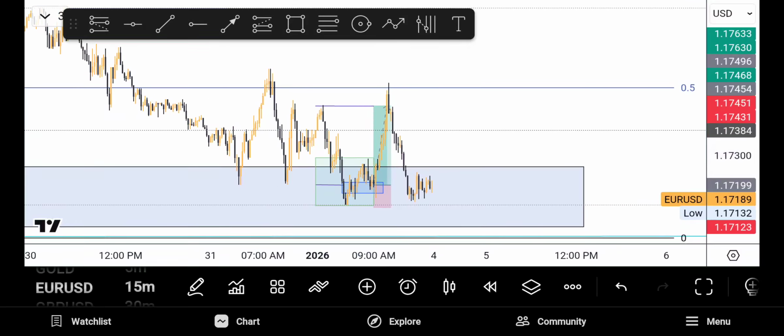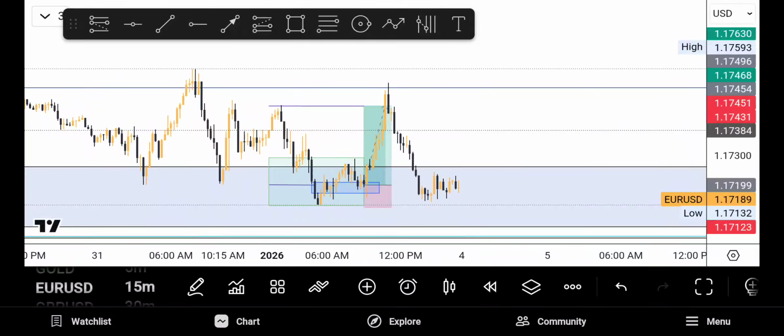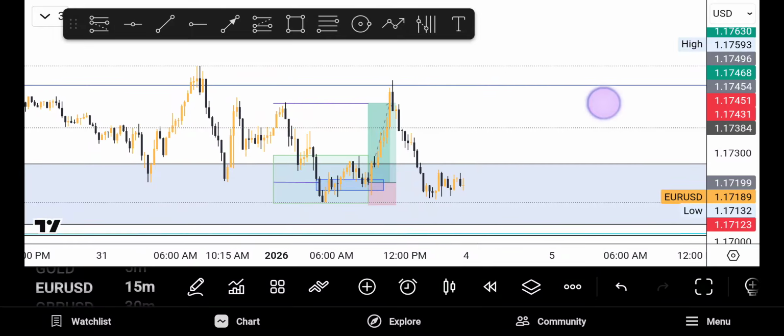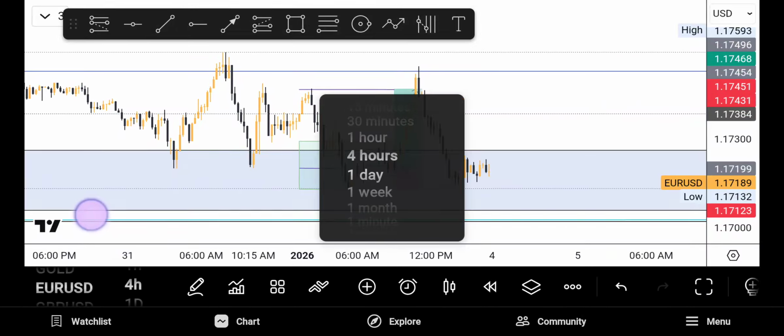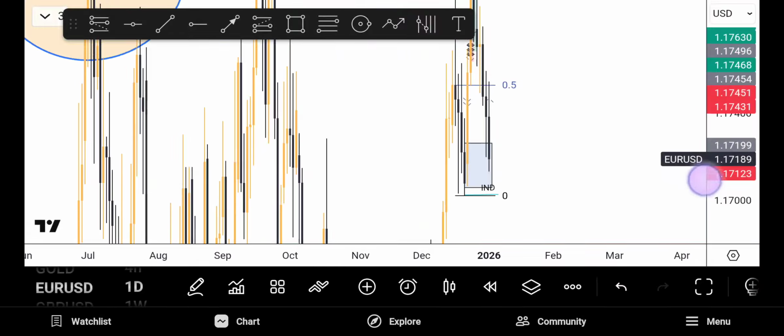Simple. It works all the time. Especially if you're a day trader, you need this strategy. It works all the time, like all the time. For both sell and buy, it works all the time. So this is how we take this trade. Now let me show you that this strategy works. Let me just go to the 1 hour time frame.